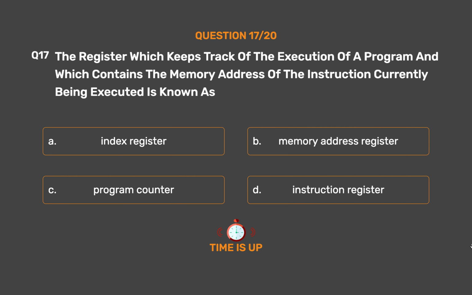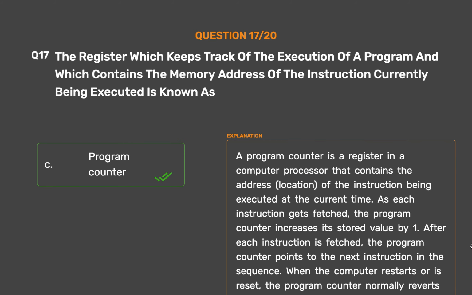The correct answer is option C. Program counter. A program counter is a register in a computer processor that contains the address, location, of the instruction being executed at the current time. As each instruction gets fetched, the program counter increases its stored value by 1. After each instruction is fetched, the program counter points to the next instruction in the sequence. When the computer restarts or is reset, the program counter normally reverts to 0.